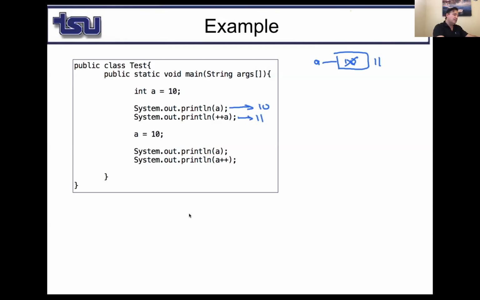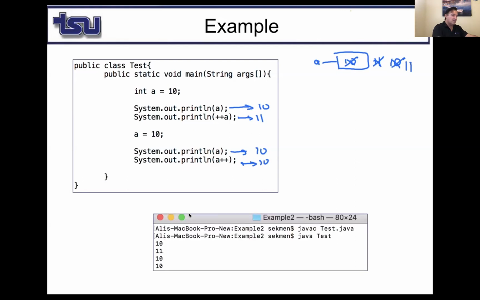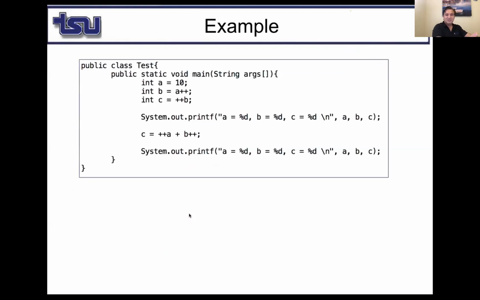Then I change A back to 10 here, and then I'm going to print A. This will print 10. Then I will come to this line. What does it say? First use A, then increase by 1. First use A means, don't worry about those plus signs, print A. So it's going to print 10, then increase A by 1. So on the screen, I'm going to see what? 10, 11, 10, 10. Let's be a little more confusing. This is just fun stuff.